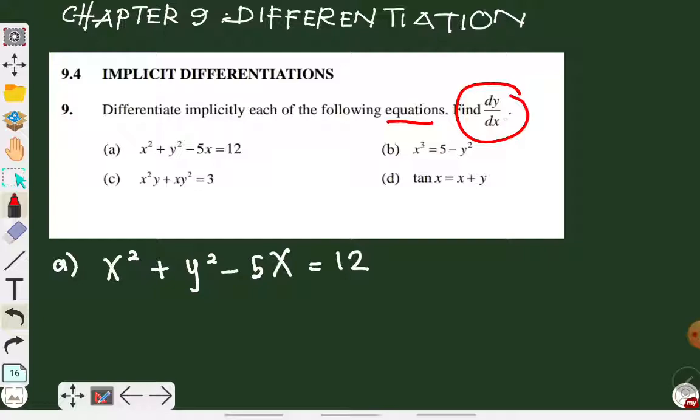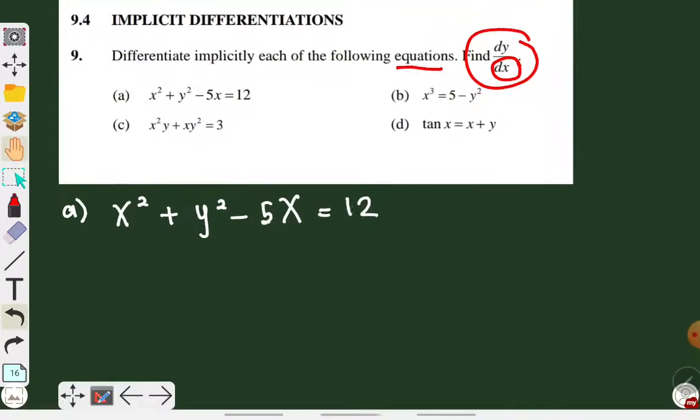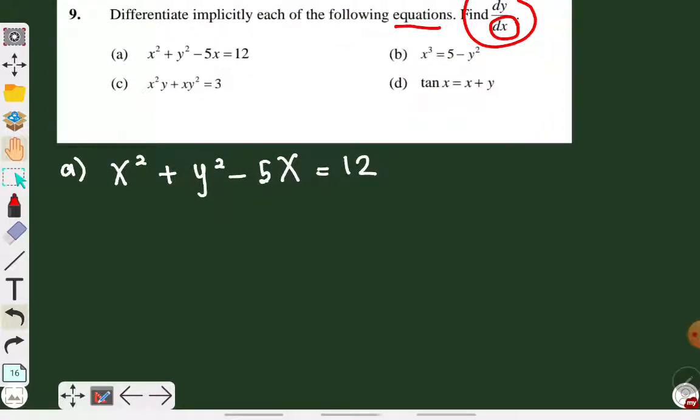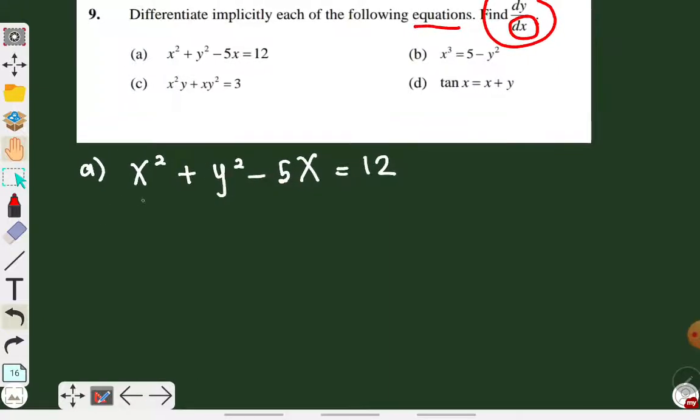We need to differentiate with respect to x. Question A: we have been given that x squared plus y squared minus 5x equals 12. How to differentiate this? I don't want you to be confused. Let me write it down derivative by derivative. We have a total of 4 terms, so we have 4 derivatives with respect to x: d over dx first, second, third, and the last one, fourth.